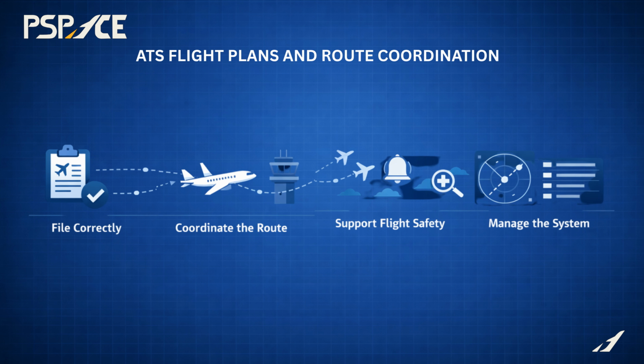Operationally, a weak or poorly coordinated ATS planning picture can create avoidable friction later, because controllers and crews then begin from an incomplete or mismatched understanding of how the flight is expected to proceed.